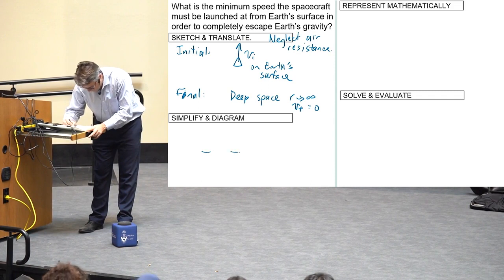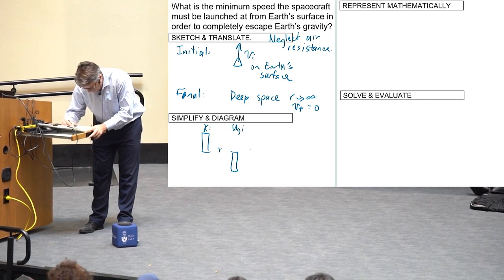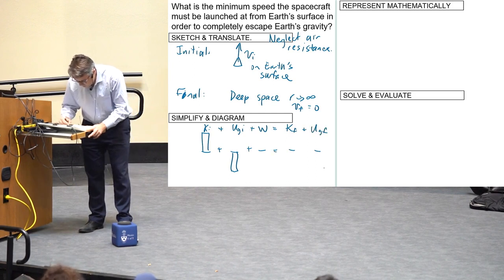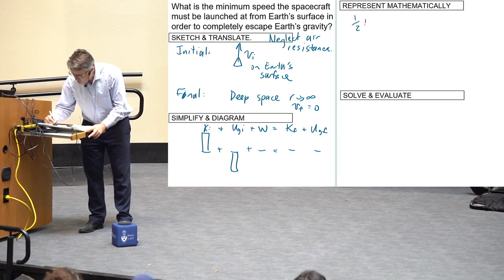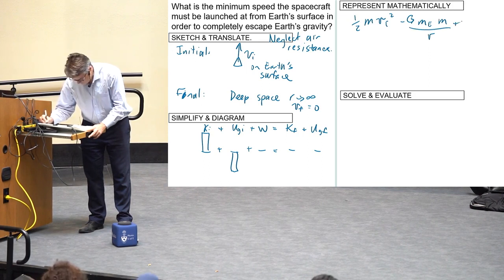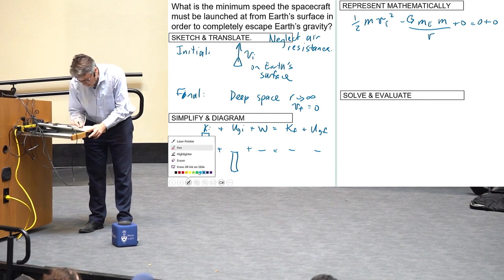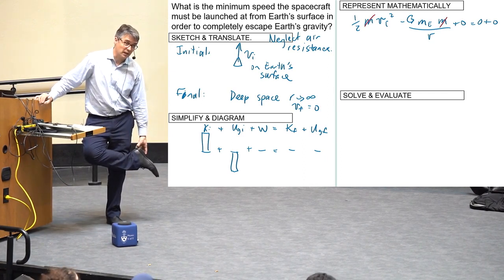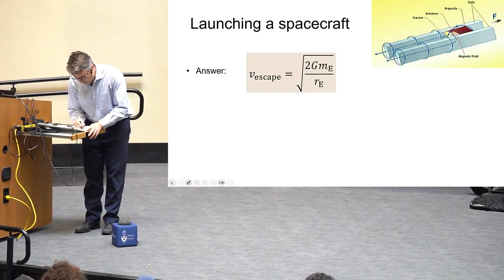So the simplifying diagram step looks something like this. K initial plus U_G initial, plus the work or something, is equal to K final plus U_G final. So if you write it in terms of equations, 1/2 m v initial squared minus G times the mass of the Earth times the mass of the object divided by r, plus 0, equals 0 plus 0. There's an m on both sides of this equation, so it doesn't matter what the mass of the rocket is, because the m's luckily cancel. That's interesting, and that was on your pre-class quiz.